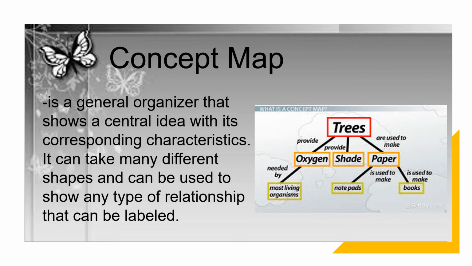We have here on the topmost part a red-bordered rectangle wherein the word trees is written. From trees, down to the bottom on the left-hand corner, we have: trees provide oxygen needed by most living organisms. On the center part: trees provide shade. However, on the right-hand corner: trees are used to make paper, which is used to make notepads and is also used to make books.